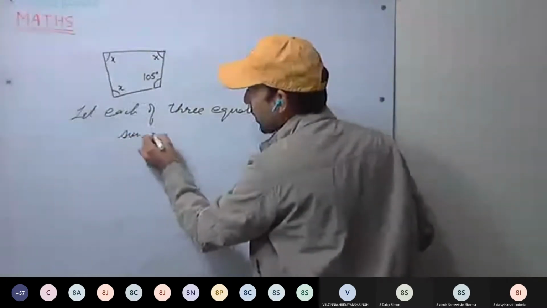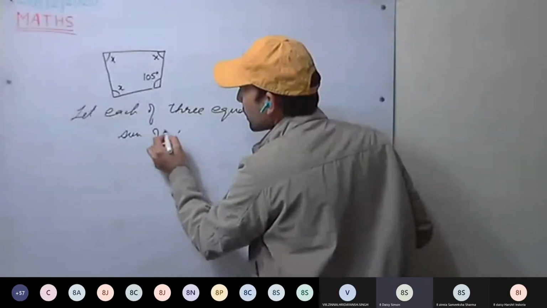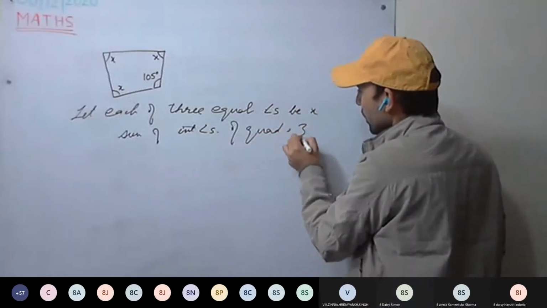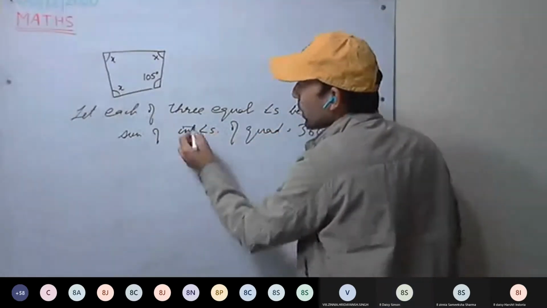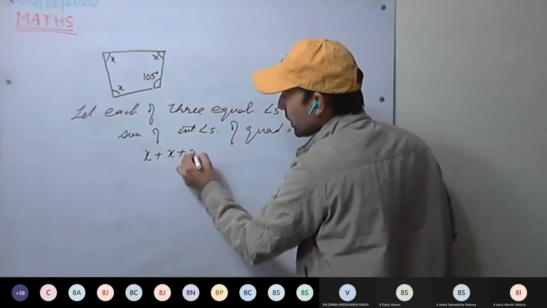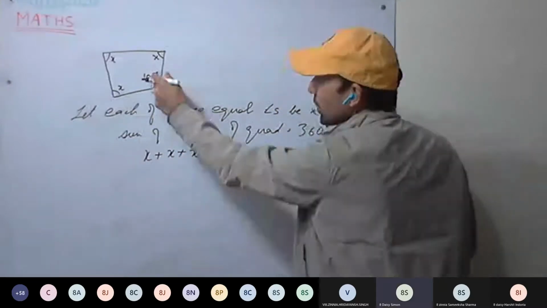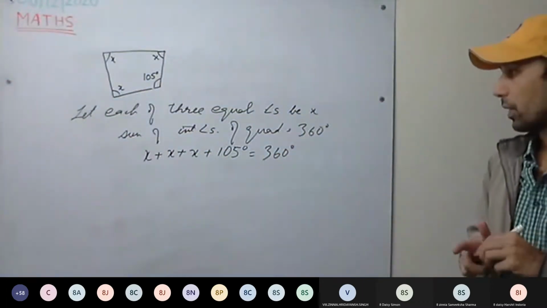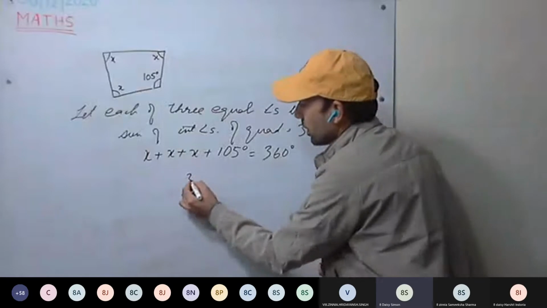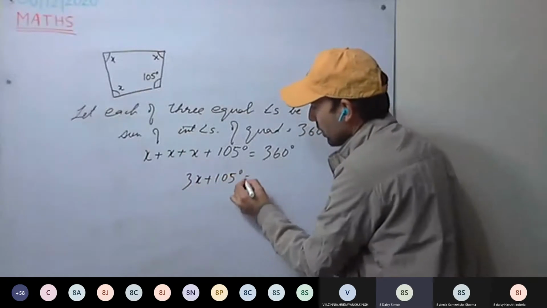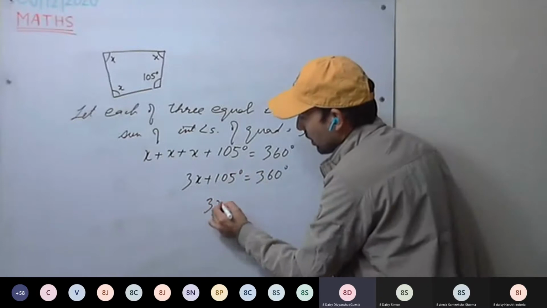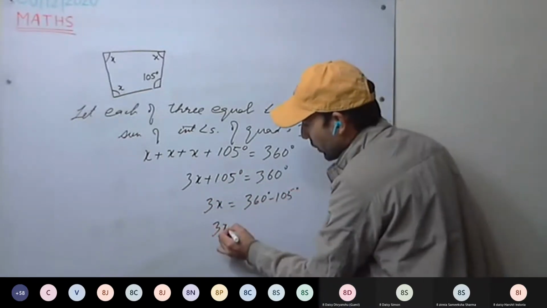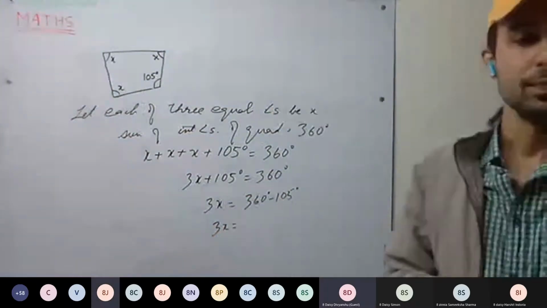Now the sum of the interior angles of a quadrilateral is 360 degrees. Put all the angles in: three x plus the fourth angle, given as 105 degrees, equals 360 degrees. Now solve this one. It will be 3x plus 105 equals 360. So 3x equals 360 minus 105. 3x equals how much? 255 degrees.